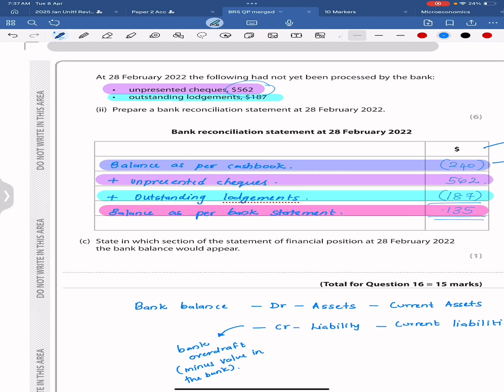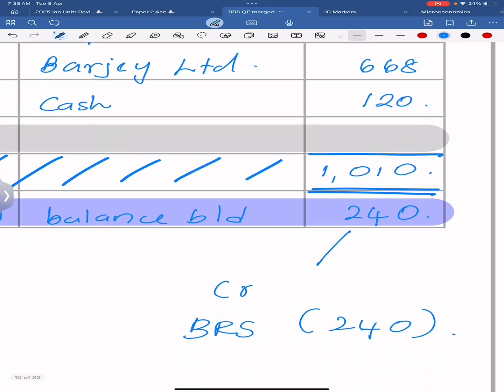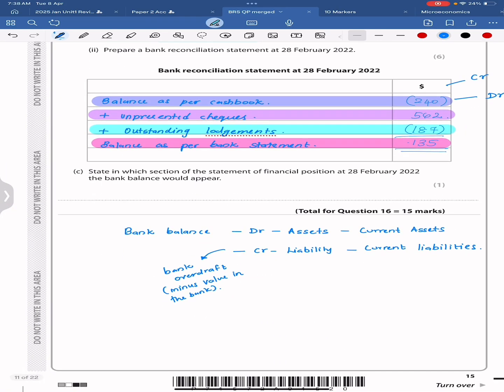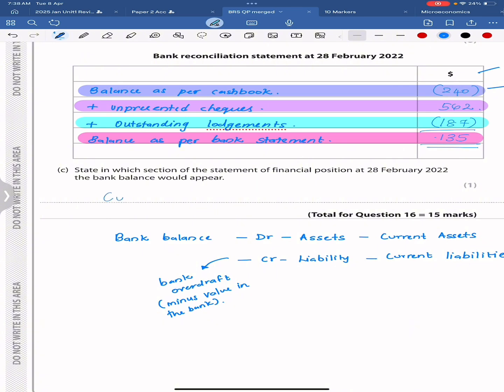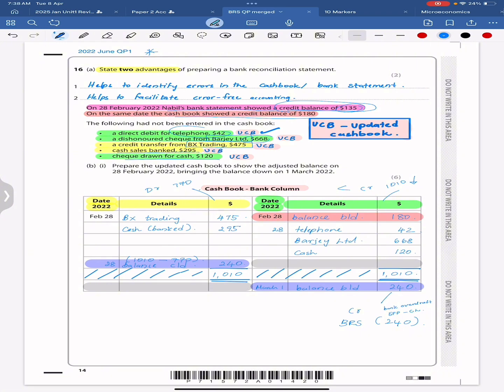State in which section of the statement of financial position at 28th Feb 22 the bank balance would appear. As you can see here, it's a credit balance in the bank account. This represents a bank overdraft. Therefore, in the SFP, it reflects under current liabilities. So the answer should be current liabilities. If a bank balance has a debit balance, it's an asset, therefore current assets. If it's a credit balance, it's a liability, therefore current liabilities.